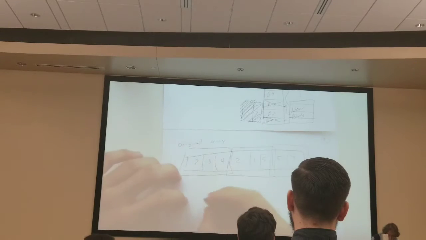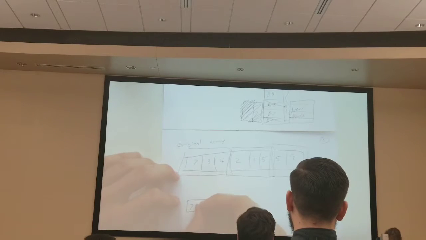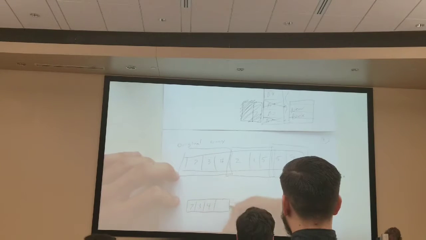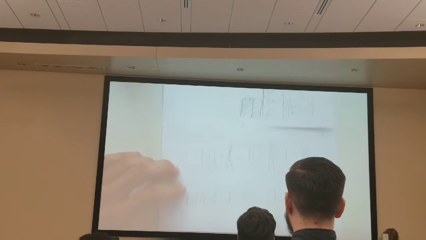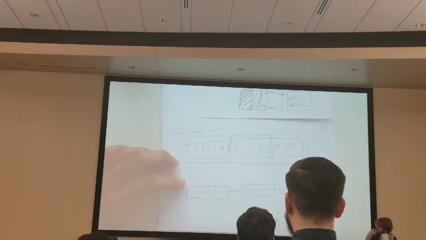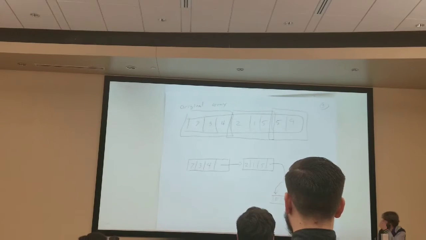So you can imagine that we have some sort of memory that looks like the following. We have 7, 3, and 4 here, and then this will point to a new section of memory that has 2, 1, and 5 here, and then this will point to another section that's 5, 9, and maybe there's nothing here, and then this will point to null to signify this is the end of the array. And so this is what's known as a linked data structure.